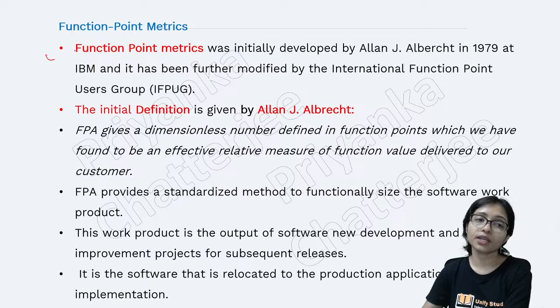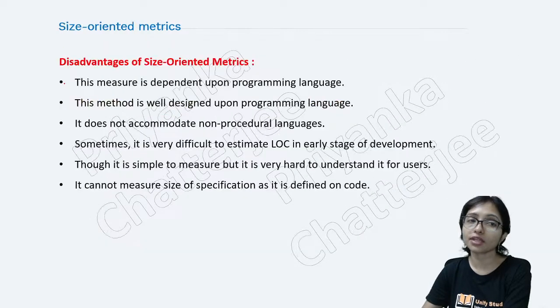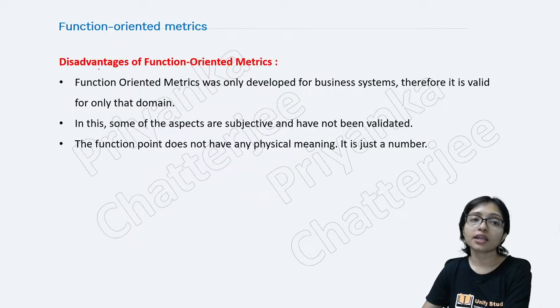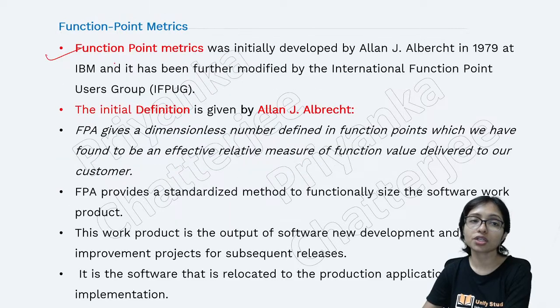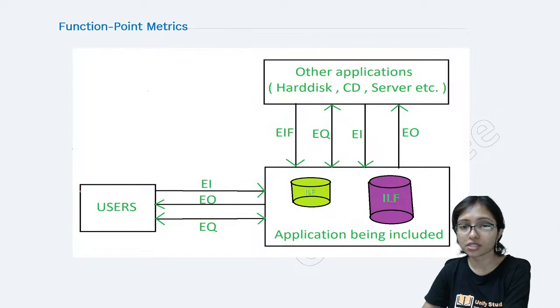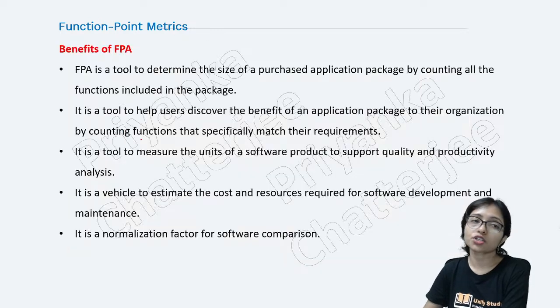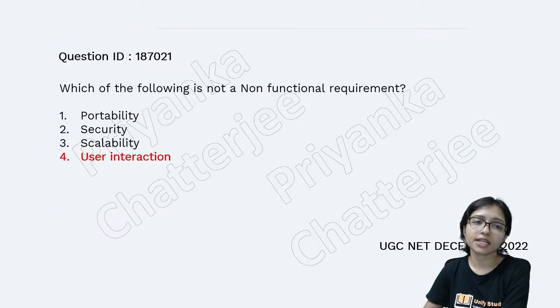Advantage of size. Here we already learned the function point metric. What are the function oriented metrics? These are the function oriented metrics, and these are given by the function point metric. Here you can see this is external input. We already discussed all that: function point metric, external input, how it is working. This is your function oriented metric. This is the advantage and disadvantage.